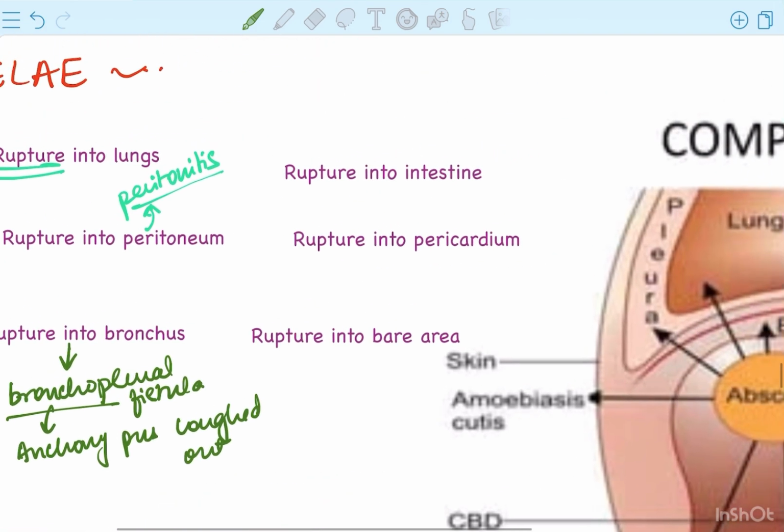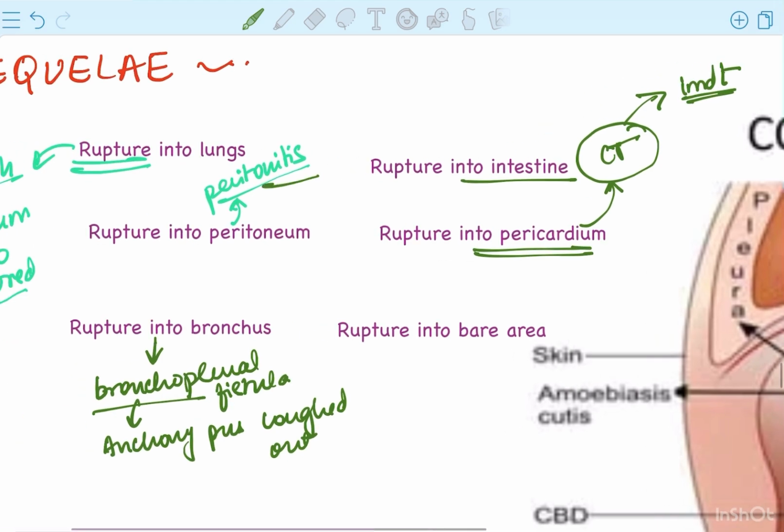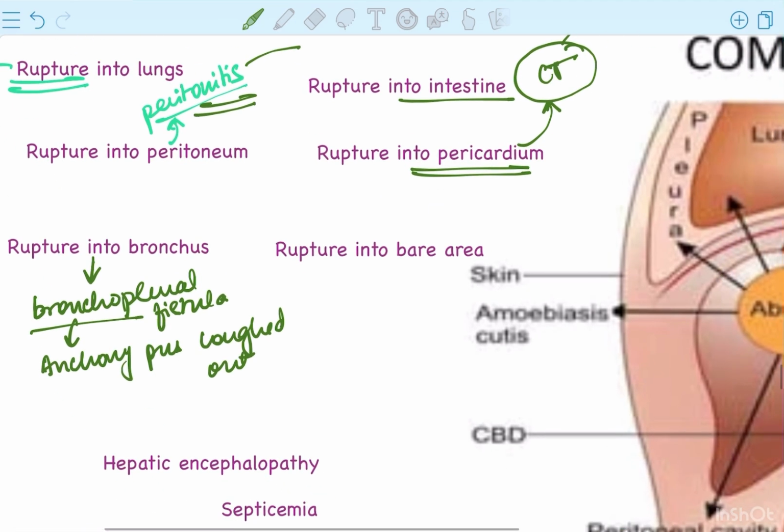Then it can rupture into the intestine. It can also rupture into the pericardium, and this is a very serious threat. It can lead to cardiac tamponade and constrictive pericarditis. Cardiac tamponade is a really serious condition and needs immediate intervention. Definitely in peritonitis also you need immediate intervention; an open laparotomy is needed. And when it ruptures into the bare area, it can form a retroperitoneal abscess.